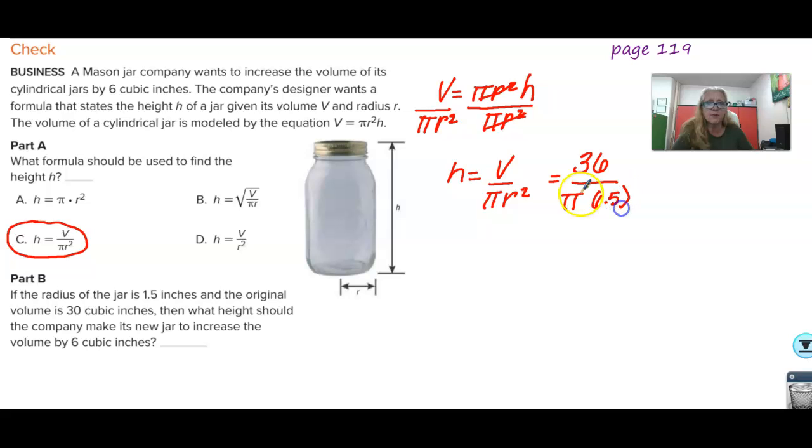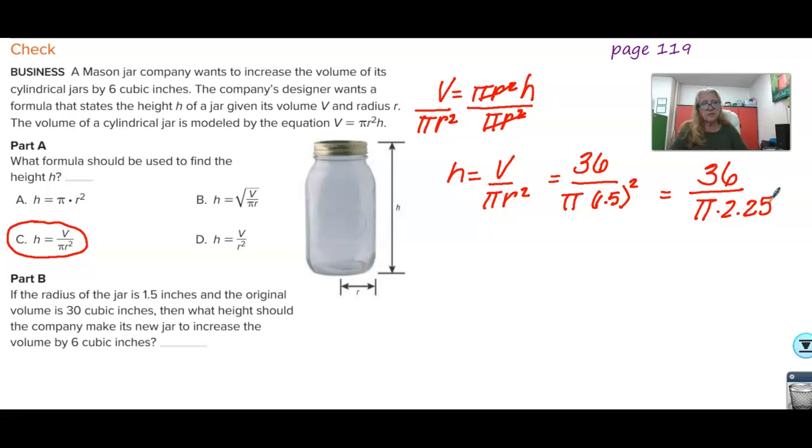1.5, and remember, radius was squared. The first time I did this problem, I forgot that, and I couldn't figure out what I did wrong. So radius was squared. All right, now we need to know what 1.5 squared is. I wanted to simplify it a little before I put it in the calculator, and I believe it's 2.25. Yeah, 2.25.